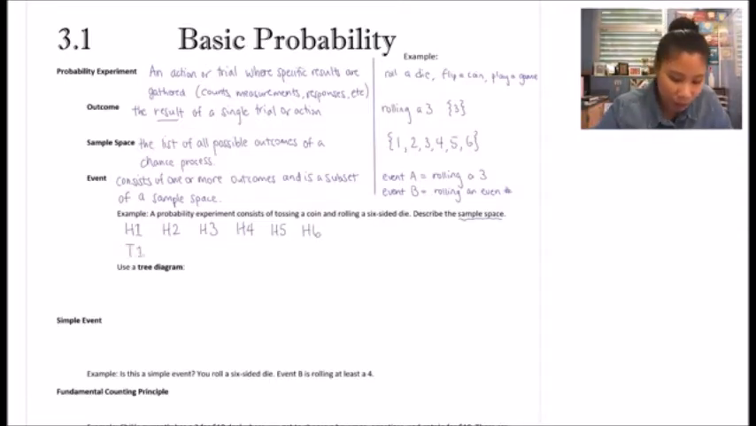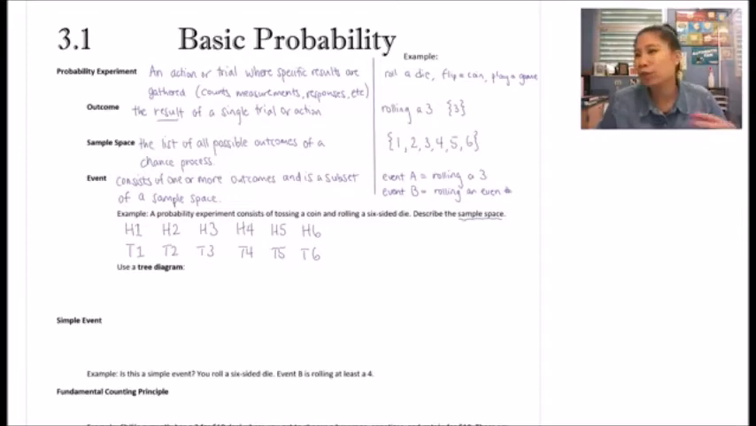I want to list them all out because I could also land on tails and then land on a 1, tails 2, tails 3, and so on. So when we're dealing with the sample space, if you're just doing one action, then you're just listing out the outcomes of that one action. If you're doing multiple things, you have to write down all the combinations of them. So in this sample space, there are 12 total combinations.